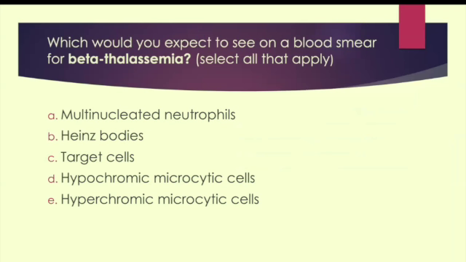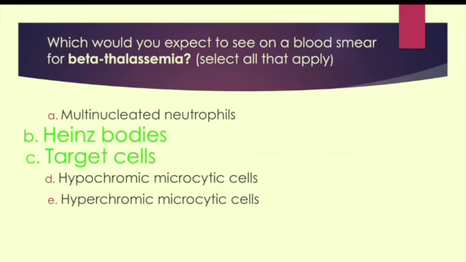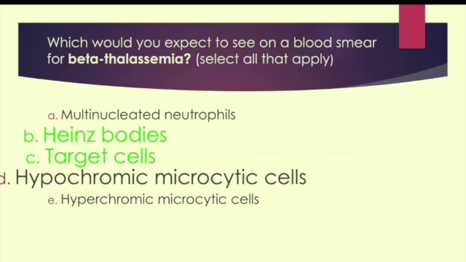Which would you expect to see on a blood smear for beta thalassemia? It's the Heinz bodies and target cells and hypochromic microcytic cells.